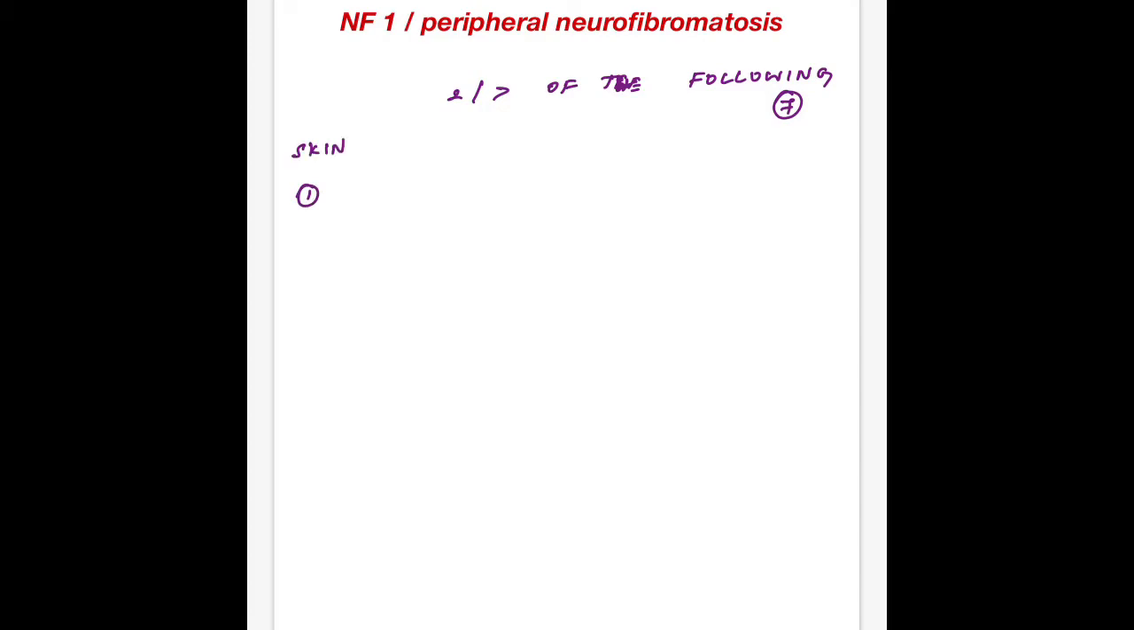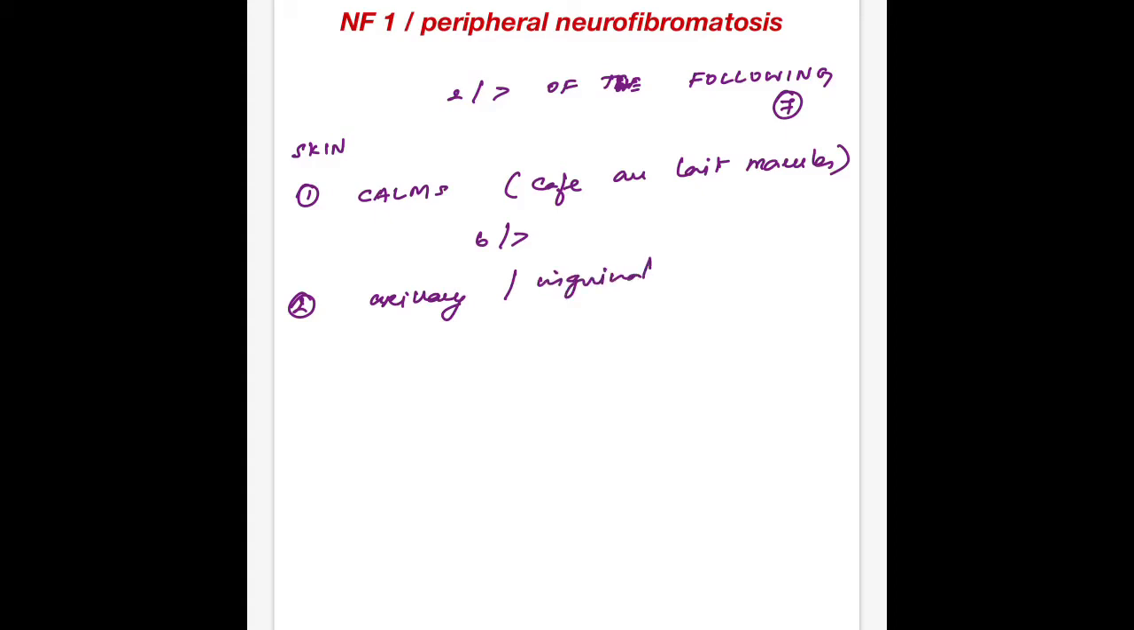So don't worry, we'll make it simple. Skin lesions: there are two. One is called CAMS, which is nothing but café-au-lait macules. So six or more café-au-lait macules. And the second thing is axillary or inguinal freckling. So these are the skin lesions.